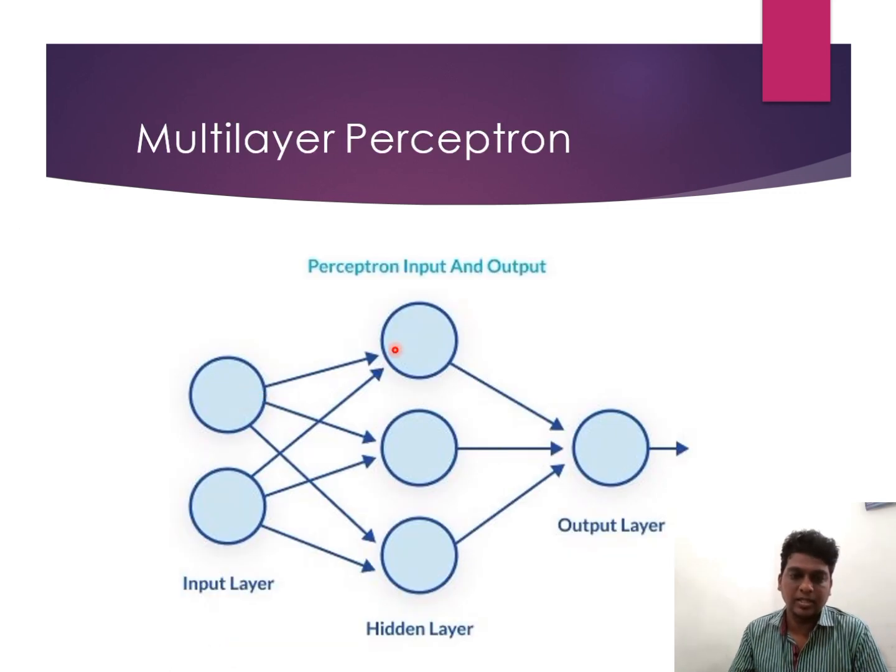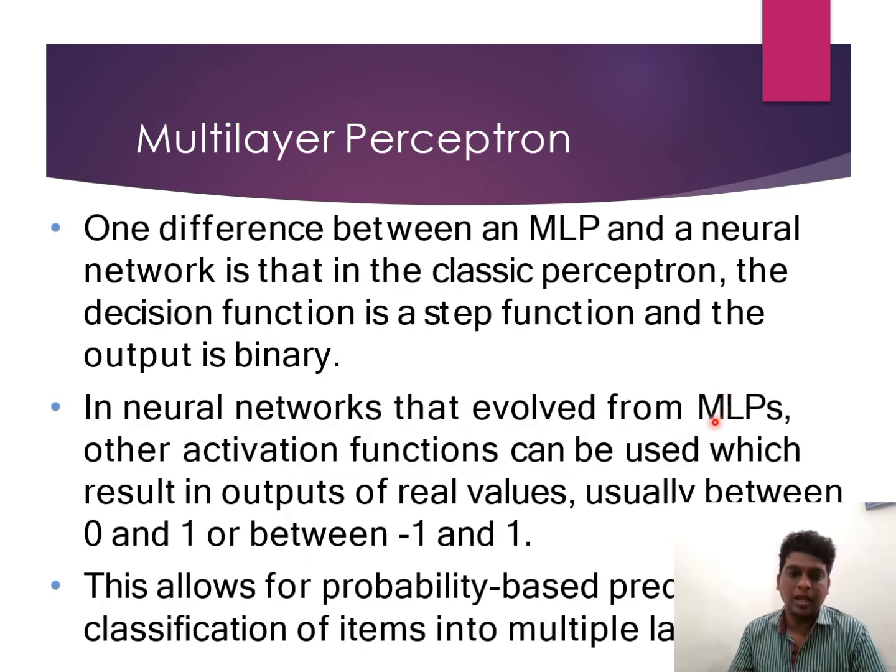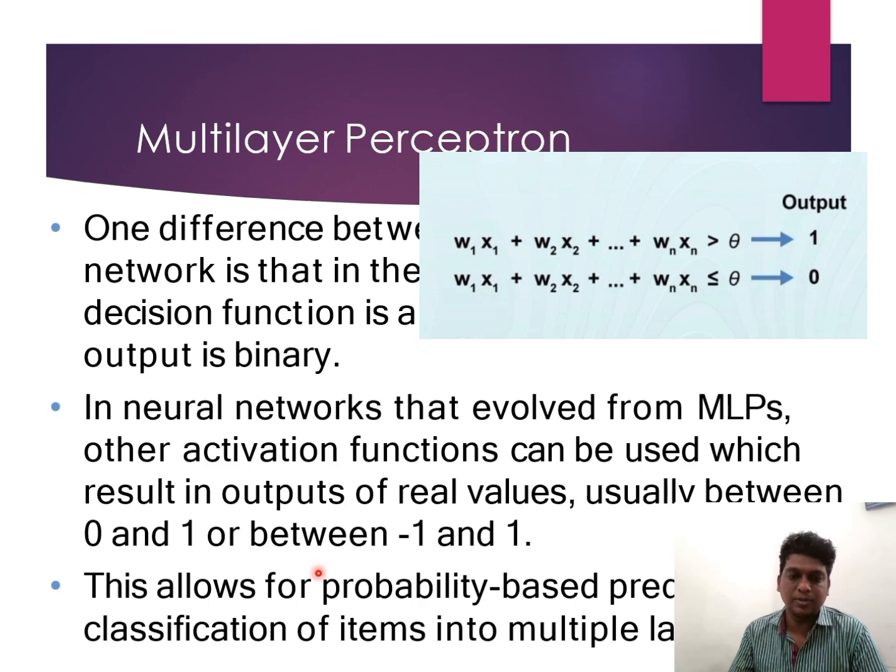Each and every input is connected with the hidden layers, and the final output is provided. While using this type of MLP, other activation functions are used, which result mainly in values between 0 and 1, or else between -1 and 1.